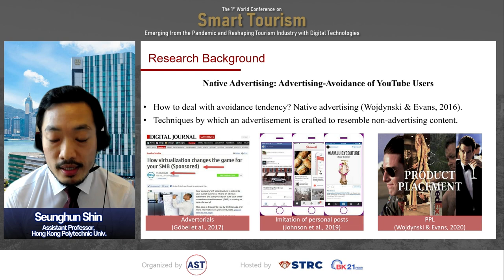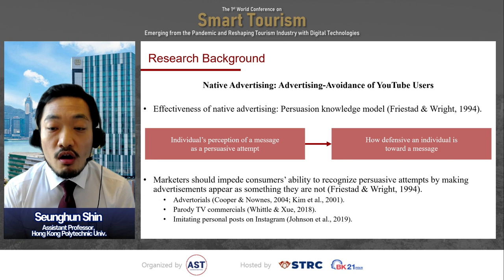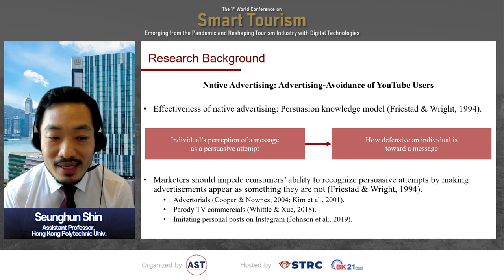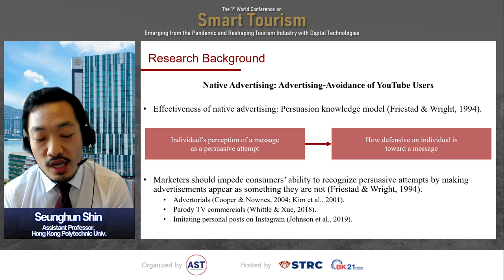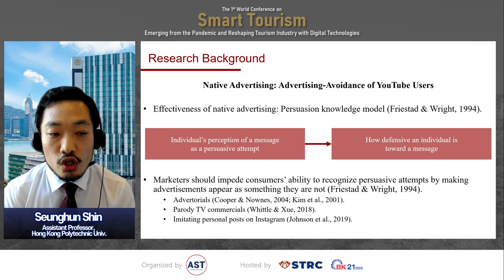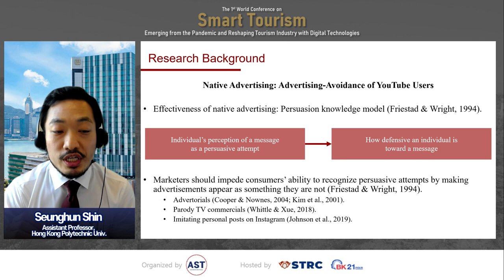Can you go to the next slide? That model is called the persuasion knowledge model. Simply, this model is about people's reaction to information messages, including persuasive attempts such as advertisement. The main argument of this model is that when people easily recognize the persuasive attempt in the message, people tend to be defensive about the message. So in other words, if marketers want to make consumers less defensive toward their advertisement, they should decrease the level of persuasive attempt in their advertisement, which quite matches native advertising.